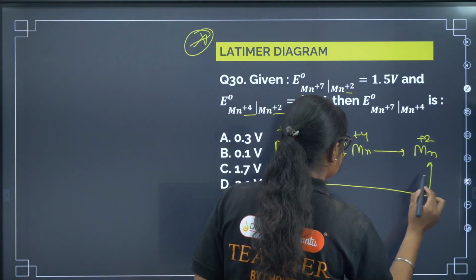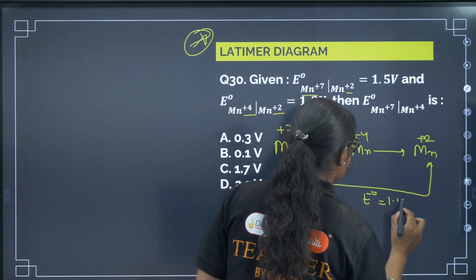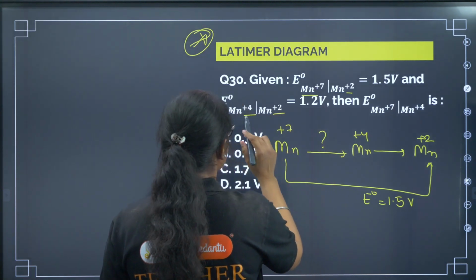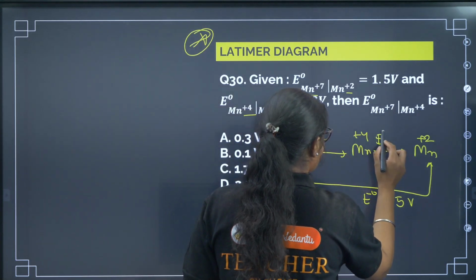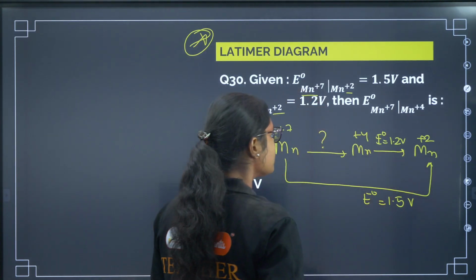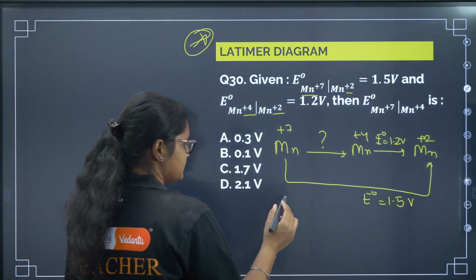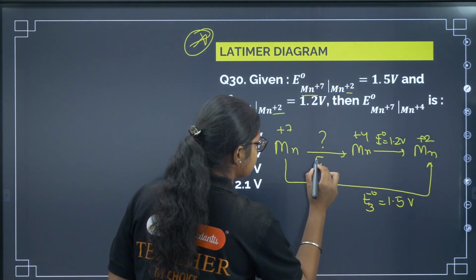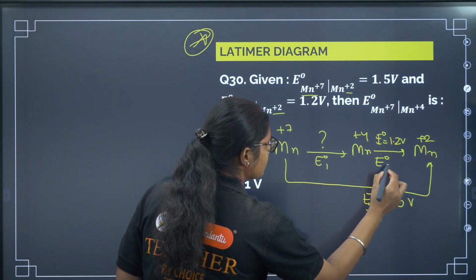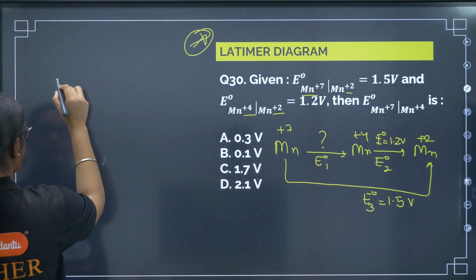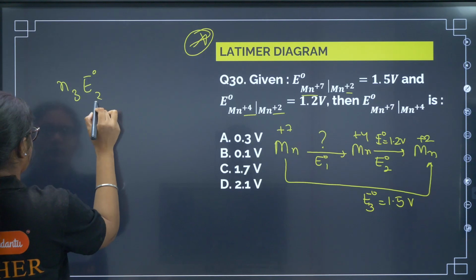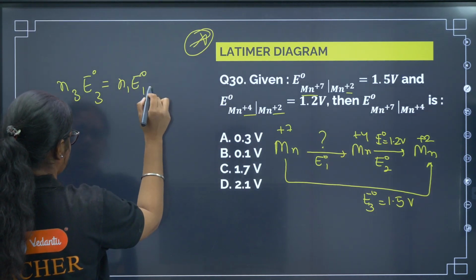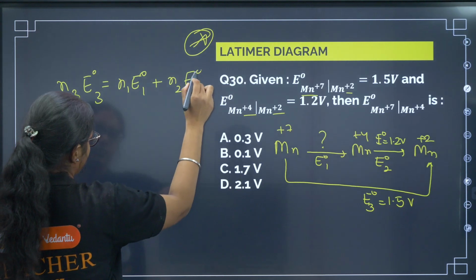Now they have given you the value for plus 7 to plus 2. This E naught value is 1.5 volt. Then the plus 7 to plus 4 E naught value is asked of us. The plus 4 to plus 2 E naught value is 1.2 volt. So we have one formula here. Suppose this whole one is E3, this is E naught 1, and this is E naught 2. The formula is N3E3 equals N1 E naught 1 plus N2 E naught 2, that is, this total is equal to this plus this.